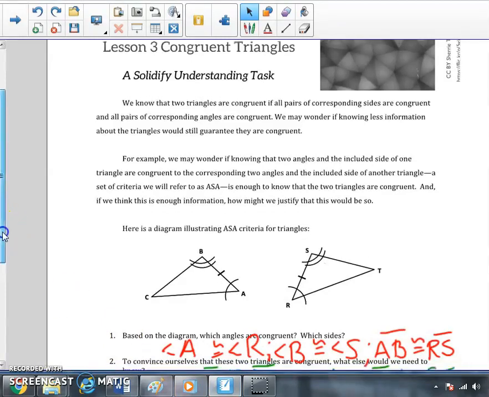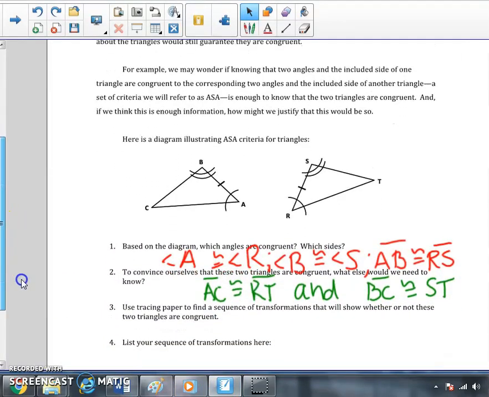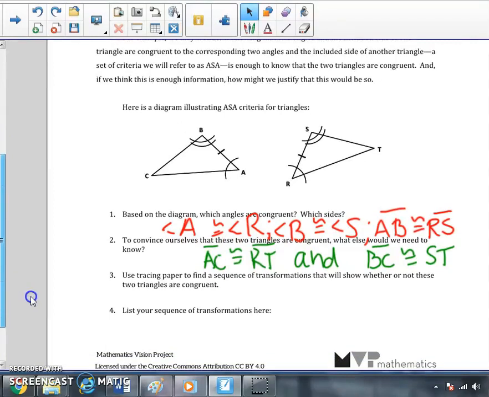The first thing that we did in class was we were asked to take a look at these 2 triangles. And unlike the previous task, where we started with congruent figures and we were asked to transform them, in this task we start with figures we don't know are congruent and we're trying to convince ourselves that they are. So if we look at triangle ABC on the left and triangle RST on the right, we can see that the diagrams are marked. So the first thing we discussed was which angles are congruent and which sides.